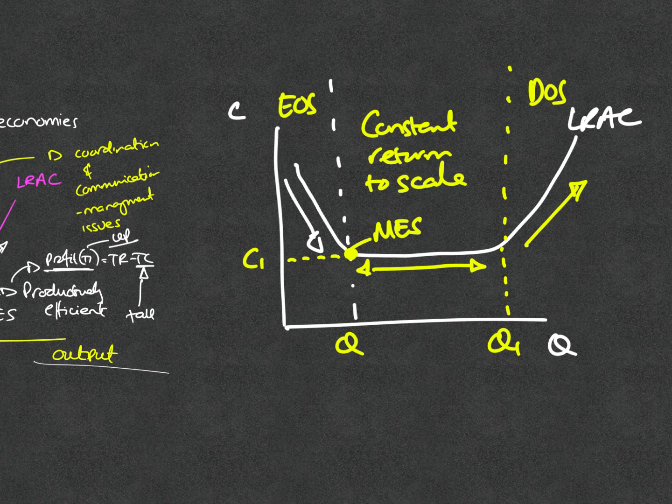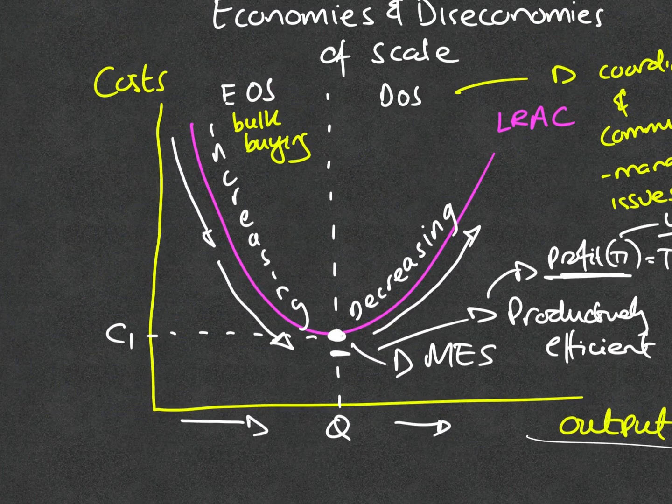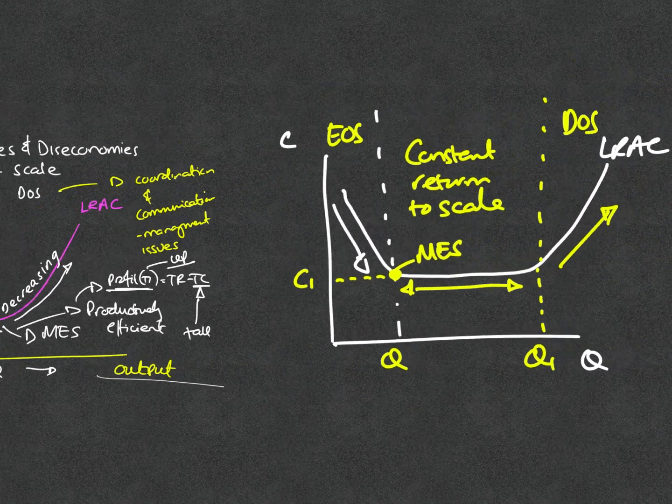If we compare that to the original diagram that I drew, which is not a bucket diagram, so this diagram here, as soon as you reach the MES, so I've highlighted that in yellow now, the next unit sold starts to increase cost and you run straight into diseconomies of scale. So you could argue in the real world, a bucket diagram applies and is more realistic.